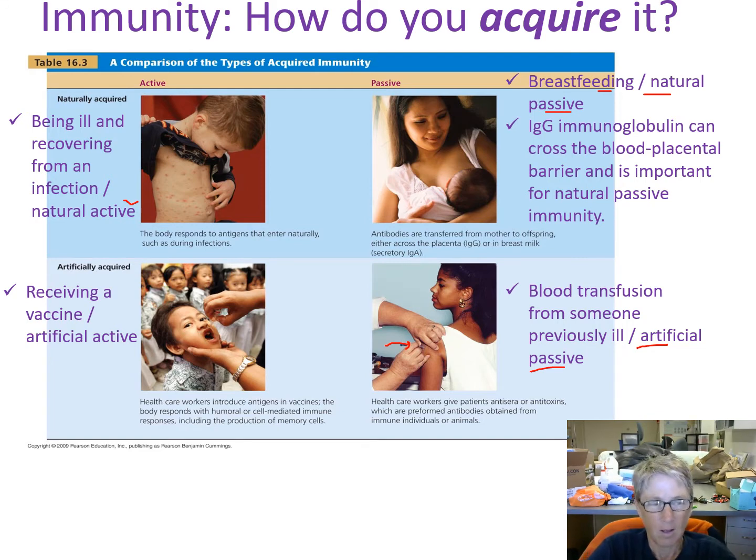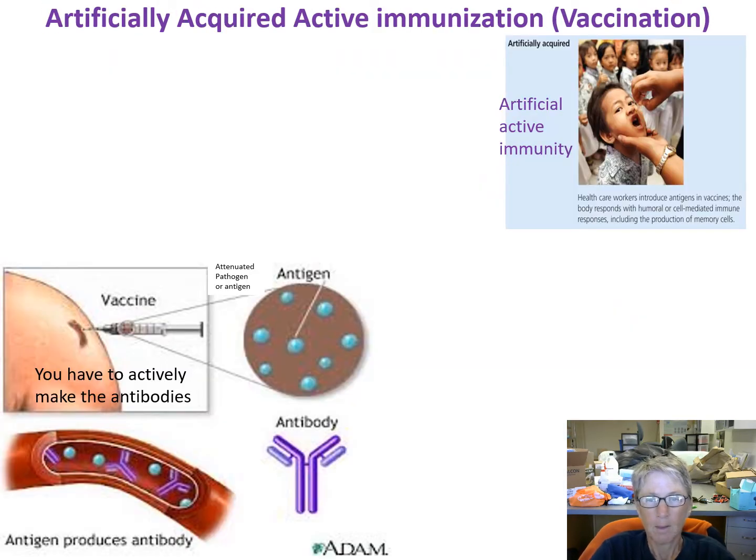And then in this second video for chapter 17, we'll talk about artificial active immunization. That's when you receive a vaccine. So artificial active immunity, or active artificial immunity, is when you receive a vaccine. So here's a cartoon where you get an attenuated or non-lethal pathogen, or that part of the pathogen called the antigen. We've talked about that. And you put that into your vaccine, and then you inject somebody with that, and then you have to actively, so that's where the active comes in, you have to actively make your own antibodies.